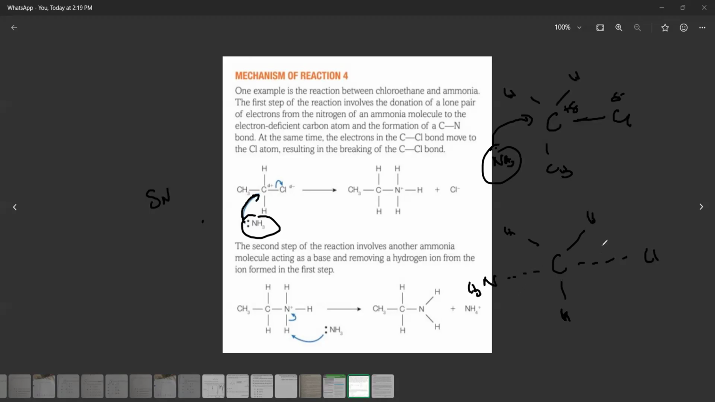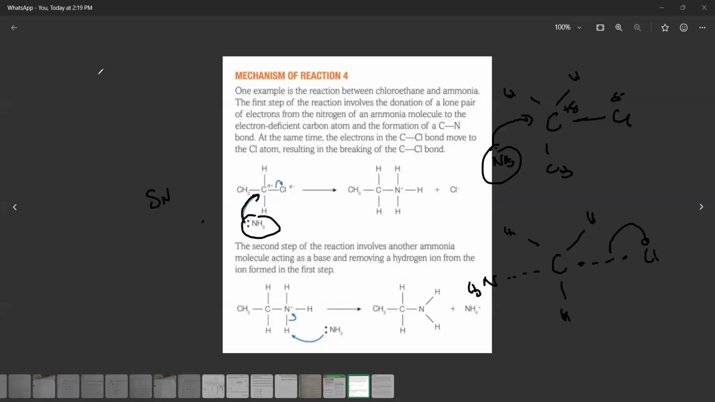This is NH3. So what will happen? The chlorine will take both of the electrons. When the chlorine takes both of the electrons of the carbon, then this nitrogen will donate one of its electrons to carbon. So when the nitrogen donates one of its electrons to a carbon, the nitrogen now will form 4 bonds.